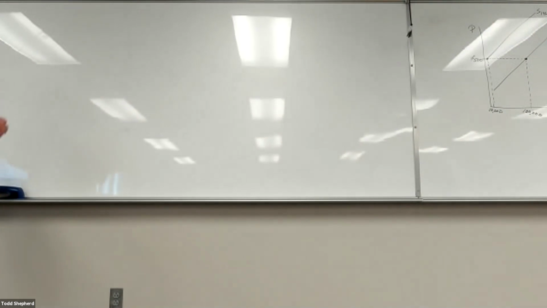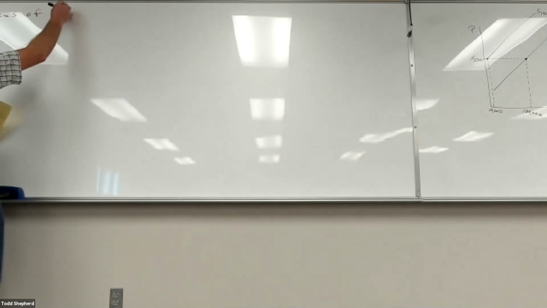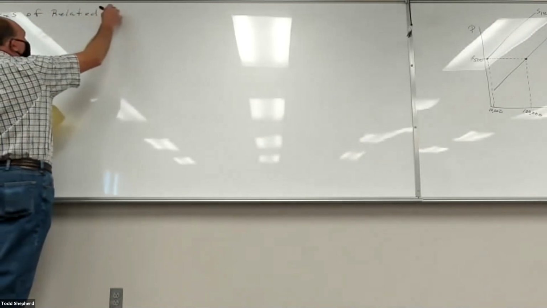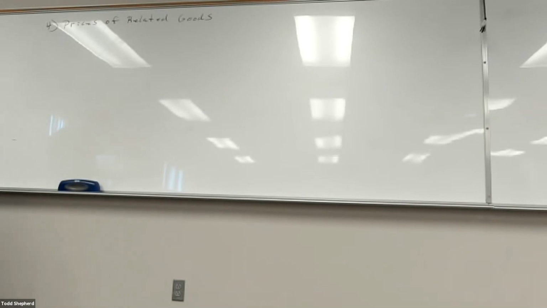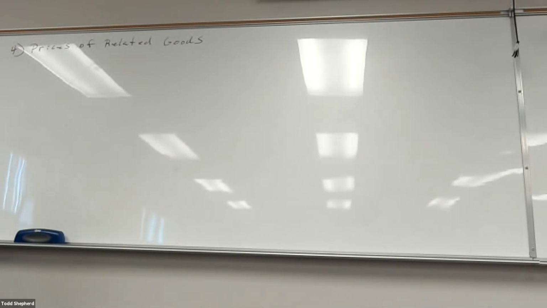Number 4, then, is going to come under the prices of related goods. Now, remember, we had something like this when we were dealing with the demand curve. From the demander's point of view, we had both the complements and the substitutes. Not only is that true of the demand side, it's true of the production side as well. So there are 2 of these we're going to deal with.